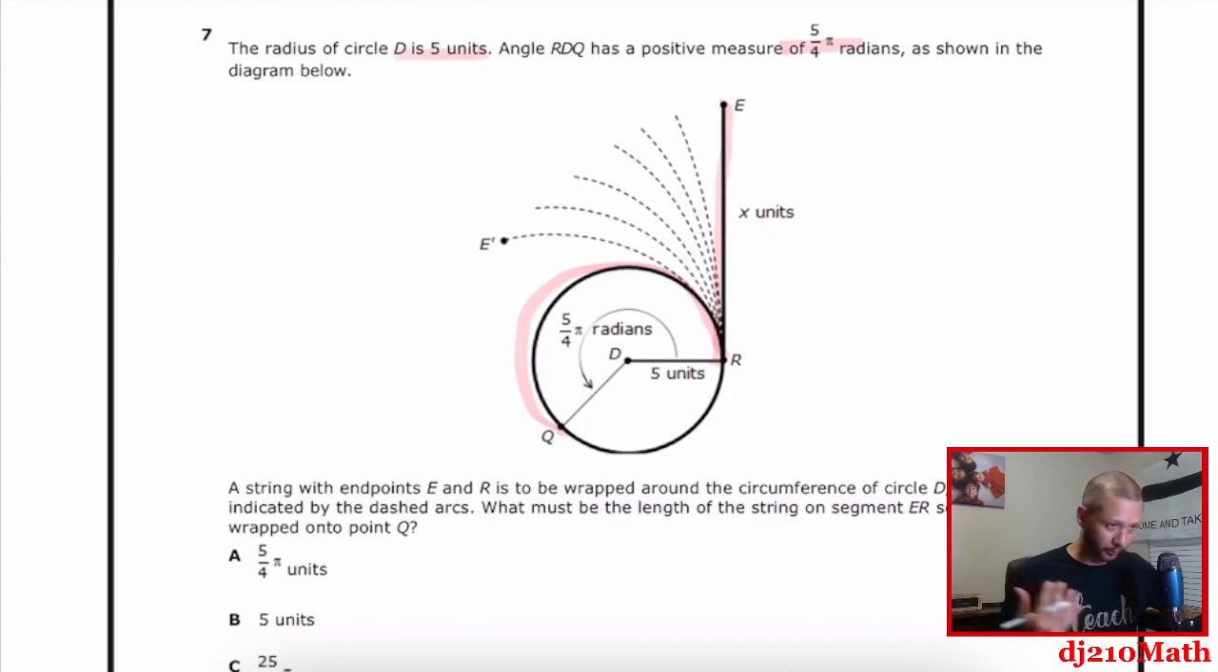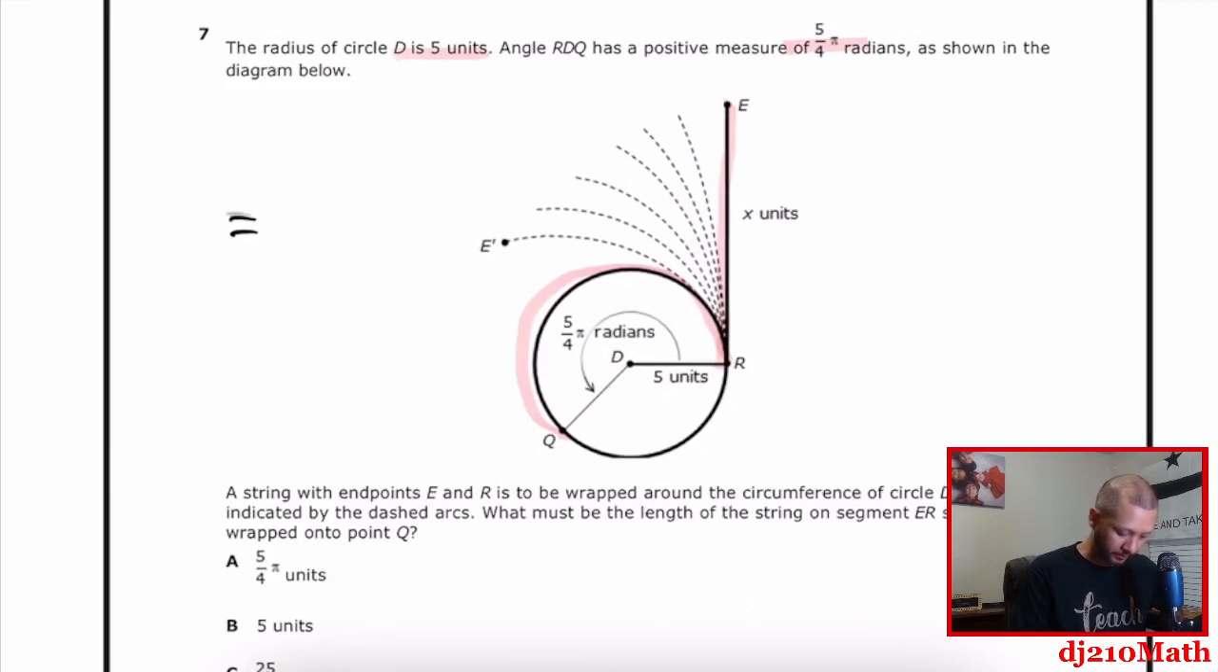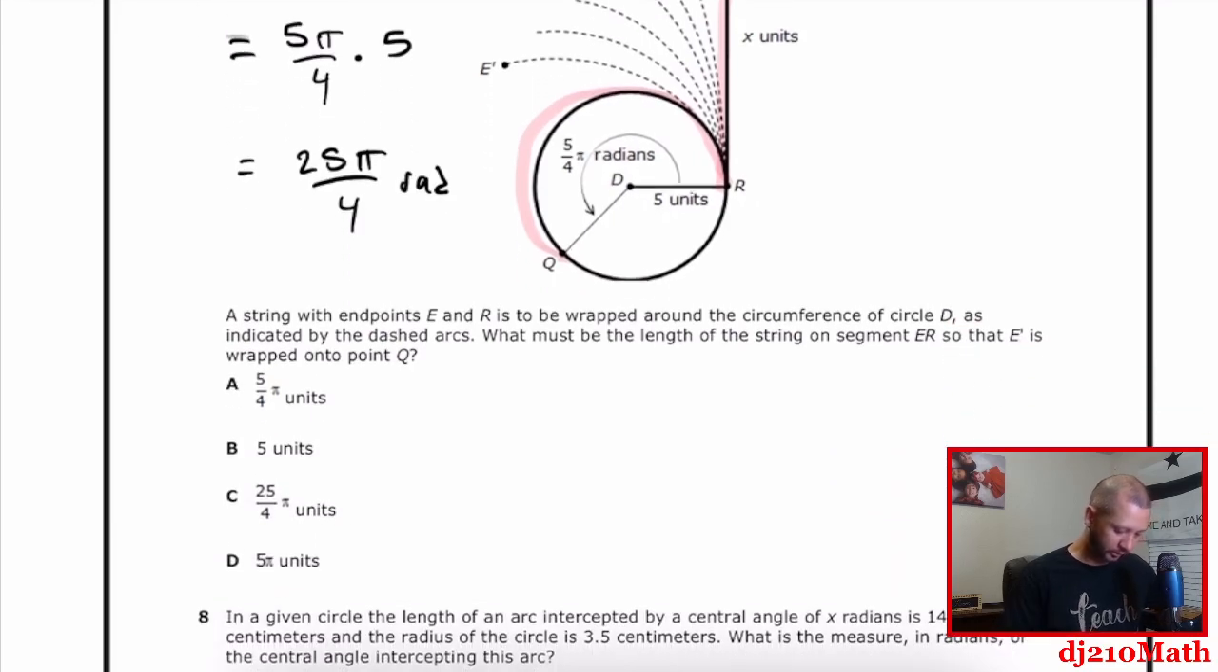So arc length is what we're looking for. That's what I'm getting at here. The arc length. So the arc length is equal to the angle 5 pi/4 times the radius, which is 5. So this would be 25 pi/4. That's how long we would need it. Is that one of our answers? It surely is. C. 25 pi/4.